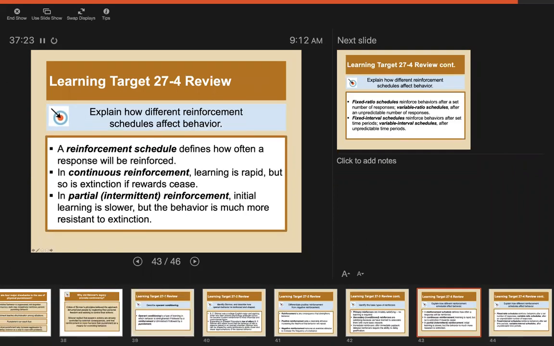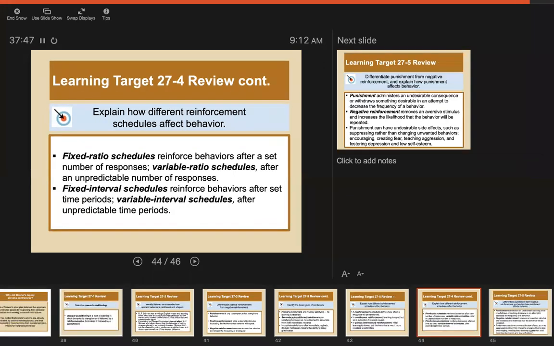A reinforcement schedule defines how often a response will be reinforced. Continuous reinforcement schedules make learning happen rapidly, but extinction can happen more rapidly as well if the rewards cease. With partial or intermittent reinforcement, initial learning is a little bit slower, but behavior is more resistant to extinction. Fixed ratio schedules reinforce behaviors after a set number of responses. Variable ratio, after an unpredictable number of responses. Fixed interval, we're thinking about time. So fixed interval reinforces behavior after set time periods, whereas variable interval, after unpredictable time periods.